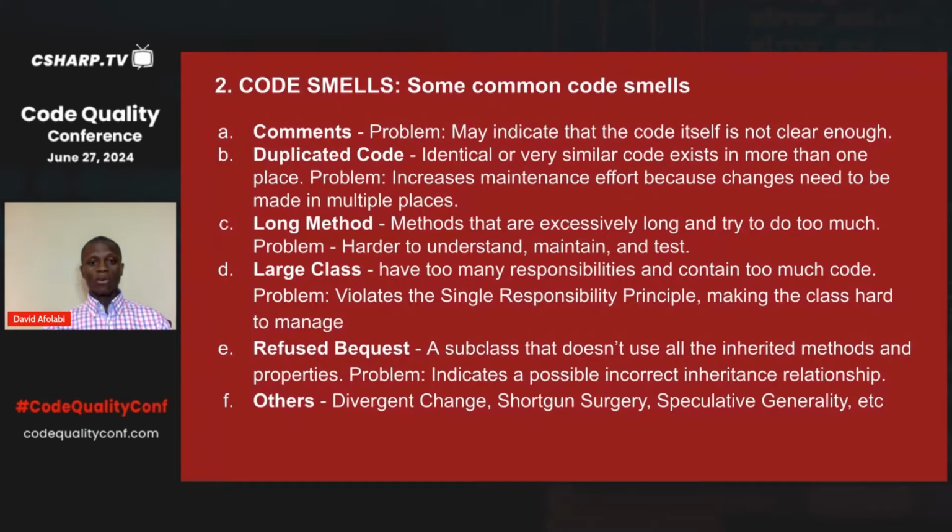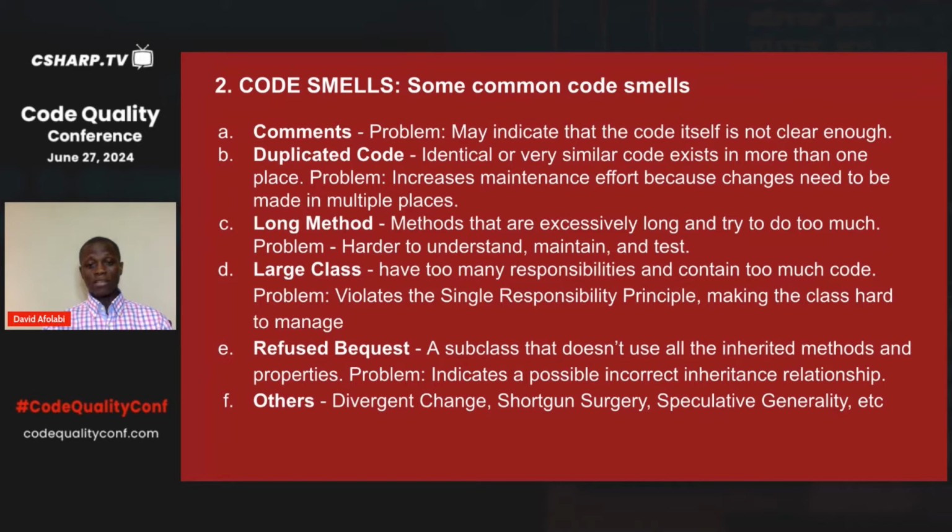The third common code smell is long method, meaning methods that are excessively long and try to do too much at once. The problem with a long method is that it's harder to understand, harder to maintain, and harder to test. The fourth common code smell is large class. You have too many responsibilities and too much code in the class. And the problem, as written here, is that this violates the single responsibility principle, making the class harder to manage.